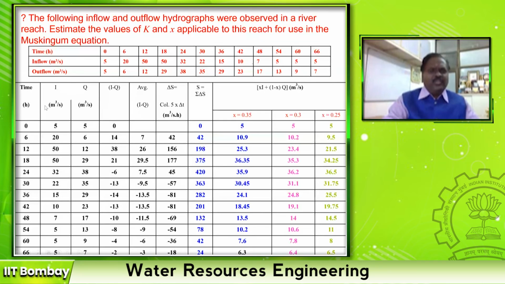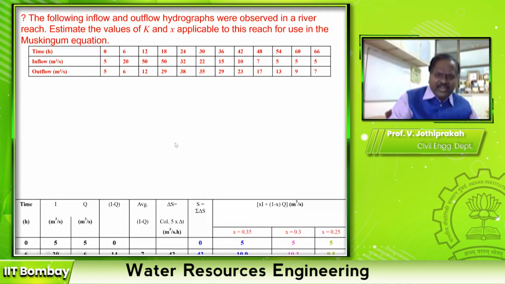So first what we have to do is, I know this is the inflow, this is the outflow. Now what is the change in storage? I minus Q at a given time period, the average I minus Q. Or you can estimate it as (I1 plus I2) minus (Q1 plus Q2), divided by 2. So the average change in storage is 7 meter cube per second, multiplying it with the delta T of 6 hours. So this is the storage.